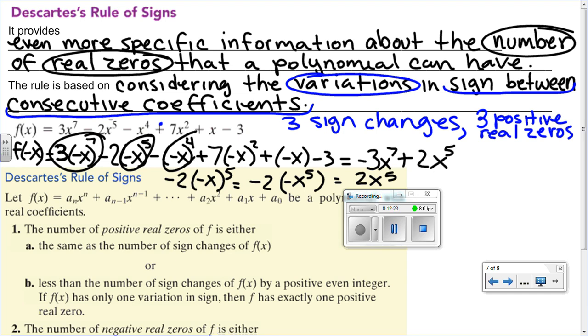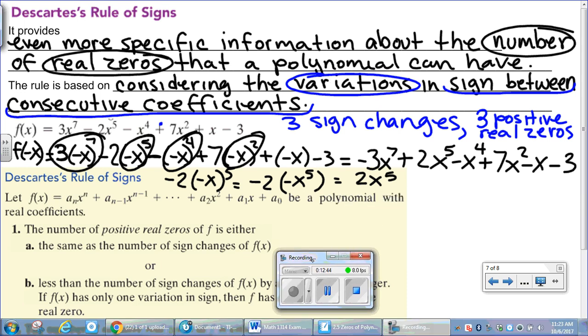The next term right here, we will get a positive x to the 4th. So because we have a negative here, that will still be negative x to the 4th. Next term here, we will get positive x squared, so plus 7x squared. And we have here negative x and minus 3. So now we're going to count the sign changes.